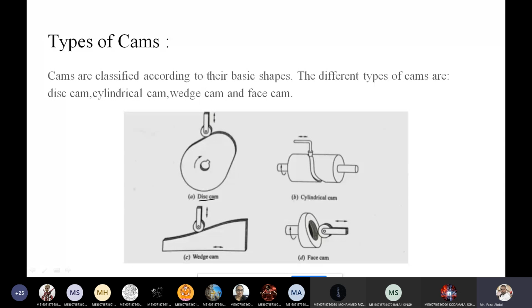It is known as a disc cam because it appears in a cylindrical manner. The name is given as a cylindrical cam, and the cam appearing in a wedge shape is named a wedge cam, and here, face cam. The cam is operating on the face of the cylindrical part, so because of that the name is given as a face cam. So based on the shapes, the cams are classified.